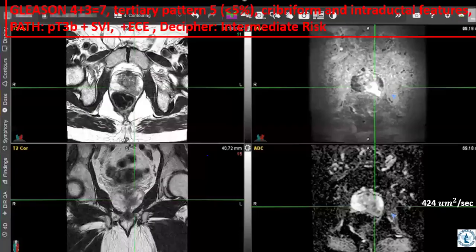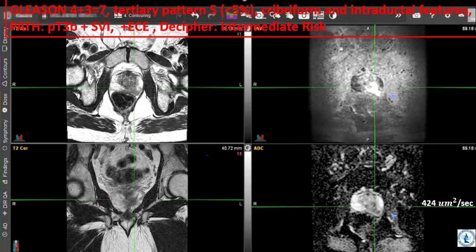Now, I'm going to demonstrate some of these. They would be videos, but for time constraints, we're just going to show you picture frames. In this particular picture, we have a lesion that is in the posterior peripheral zone, on the left side, and corresponds to a minimum ADC of 424 micrometers squared per second. This corresponds to Gleason 4+3, with tertiary pattern 5, and cribriform features were present. It was T3b disease.